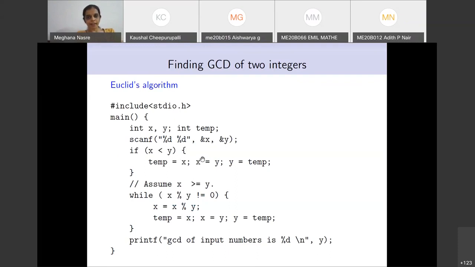So we scan x and y, which is the standard stuff. If x is less than y, then we want x to be greater than or equal to y always.